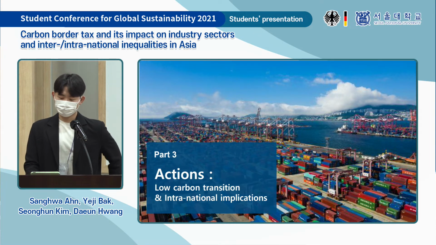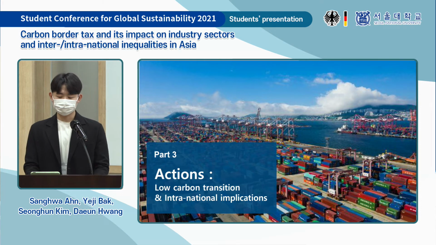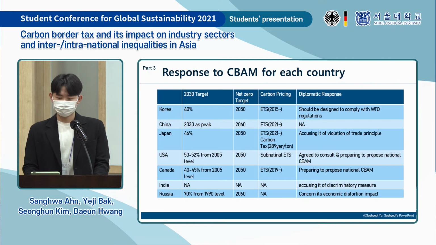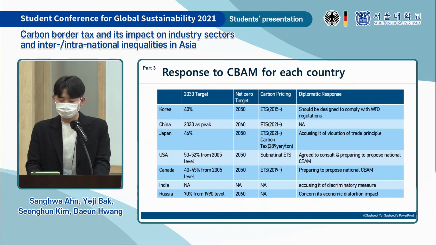From now on, we're going to talk about international response to CBAM. This chart presents how each country reacts to CBAM. Korea and Japan have similar plans to reduce carbon emissions, as you can see, and China has a plan, but it is criticized as it is not enough to satisfy our international goal.